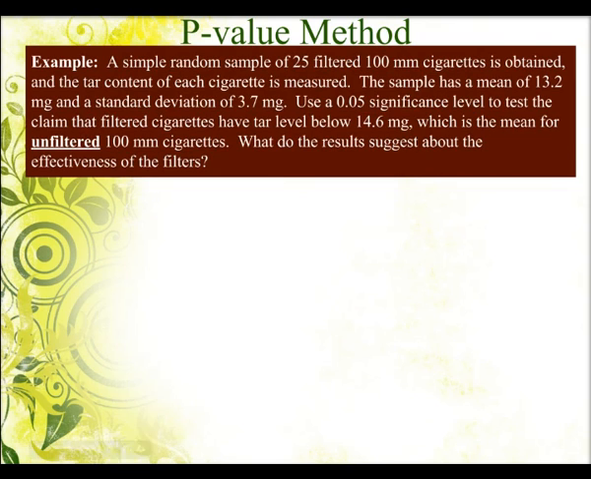A simple random sample of 25 filtered 100mm cigarettes is obtained, and the tar content of each cigarette is measured. The sample has a mean of 13.2 milligrams and a standard deviation of 3.7 milligrams. We're going to use a 0.05 significance level to test the claim that filtered cigarettes have a tar level below 14.6 milligrams. That happens to be the tar level of unfiltered cigarettes. So what do these results suggest about the effectiveness of the filters?